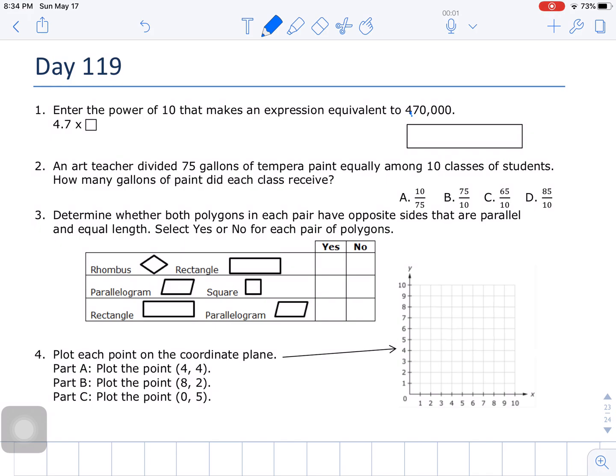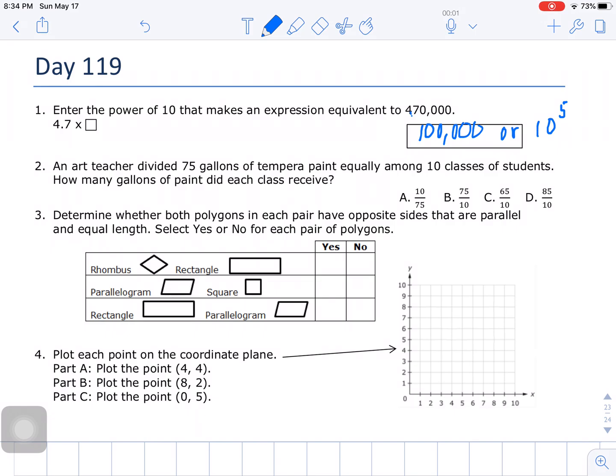The other way that I can check that is I know that 5 times 100,000 is 500,000, and 4 times 100,000 is 400,000. So in my answer, I can either write 100,000, because that is a power of 10, or I'm sure that you guys remember how to write 100,000 in exponential form, which is 10 to the 5th power.